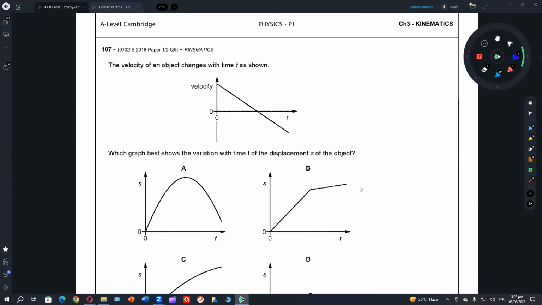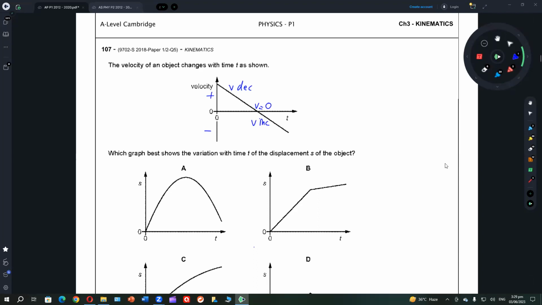The velocity of an object changes with time t as shown. It's a velocity time graph. So I have, as usual, marked the notes on it.